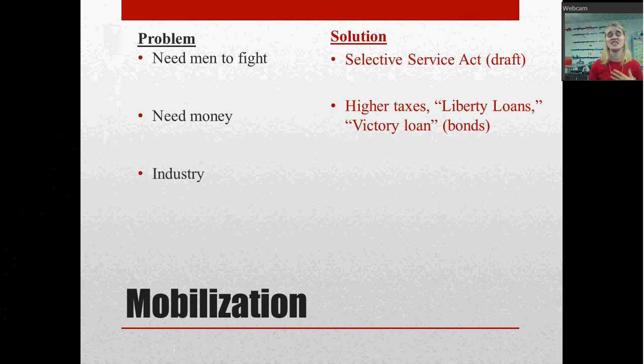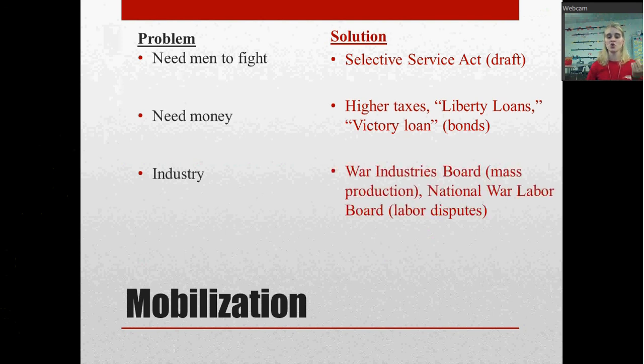The next issue is the industry. So basically, they need to use the industry in order to build weapons and machinery for the war. So Wilson passes two laws. First is the War Industries Board, and the War Industries Board kind of oversees mass production in the United States. It converts factories into factories that instead of producing cars, maybe they produce planes, right? So converting factories into factories that would make military weaponry.